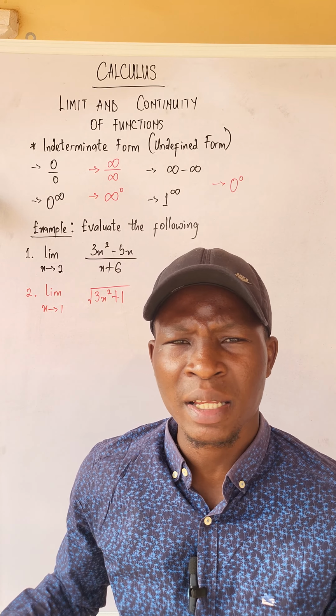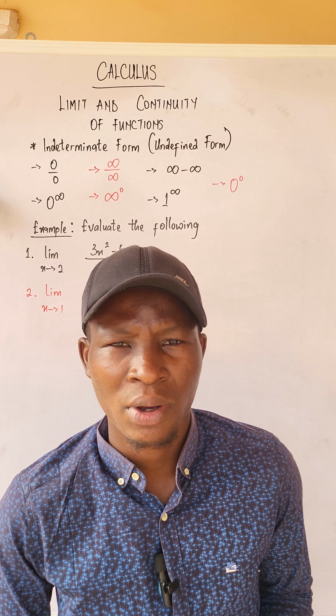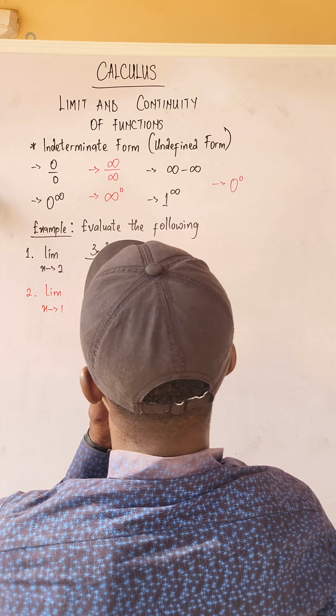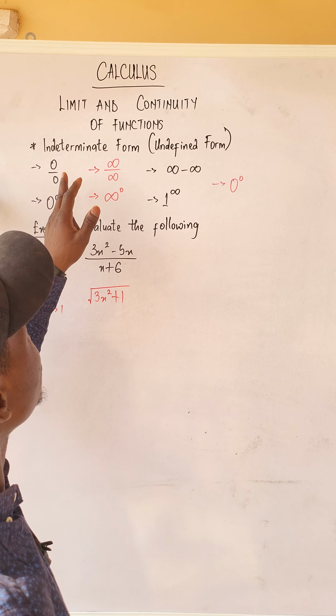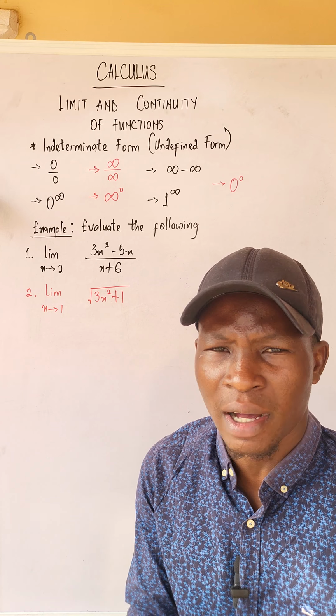But before you can solve any limit question, you have to know that it has some indeterminate forms, or we call it undefined forms. And what are the indeterminate forms? You must not have 0 over 0. Those are the indeterminate forms. You must not have 0 over 0 when solving.